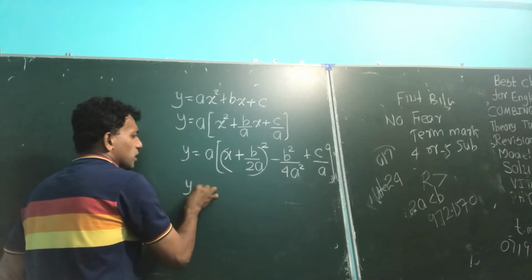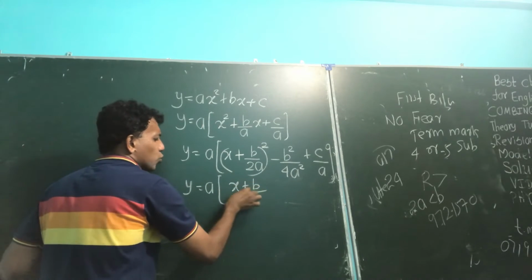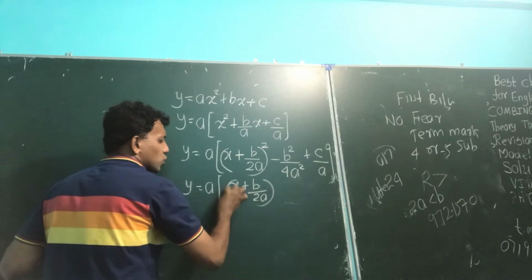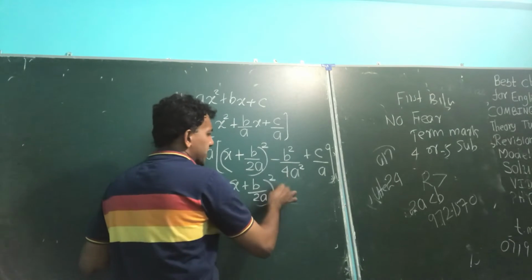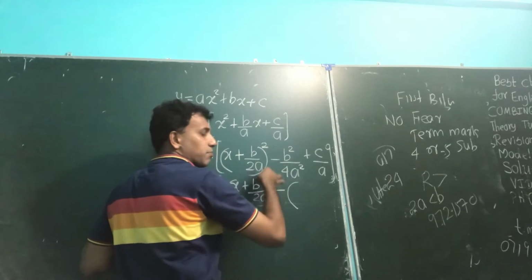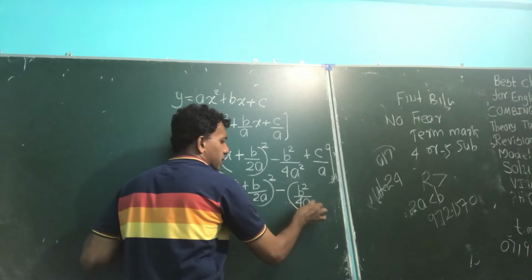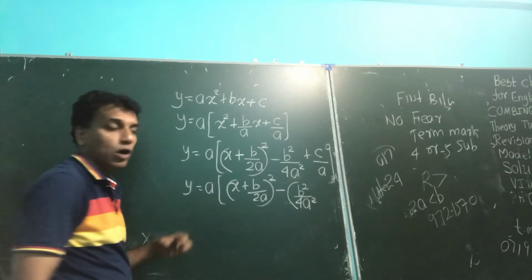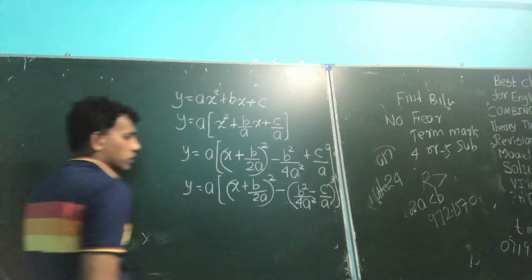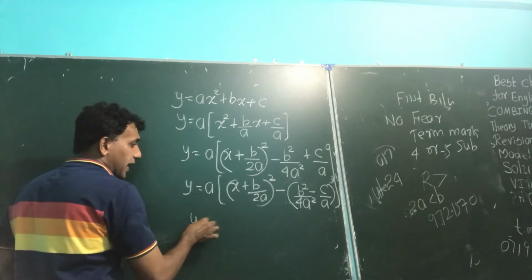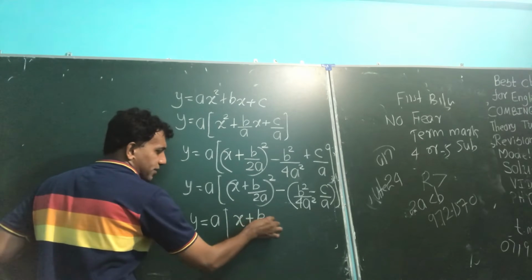y equals a into x plus b over 2a, all things square, okay? And can I take a minus out? Take a minus symbol out. Then b square over 4a square, positive if you took minus out, say negative c over a. Okay, therefore y equals a into, so all mathematics, not any advanced part, right?